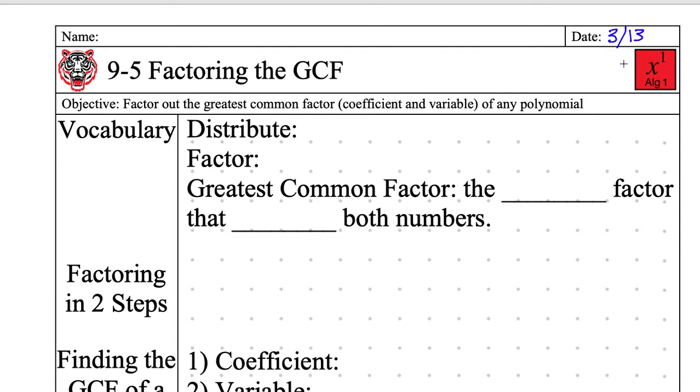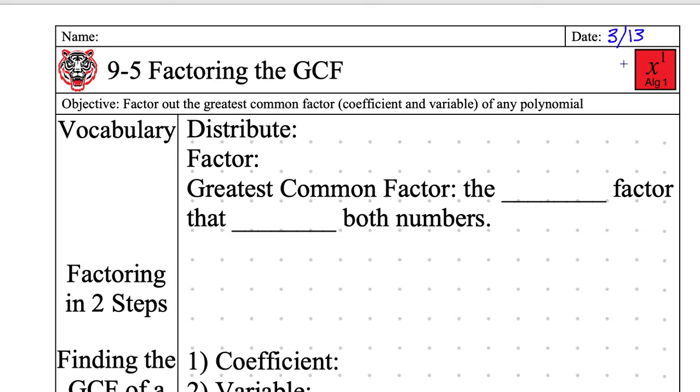Our objective today is to factor out the greatest common factor, coefficient, and variable of any polynomial. There it is. Yeah, so there's actually two steps whenever you're doing the greatest common factor. You guys know greatest common factor really well. You probably don't know that though.